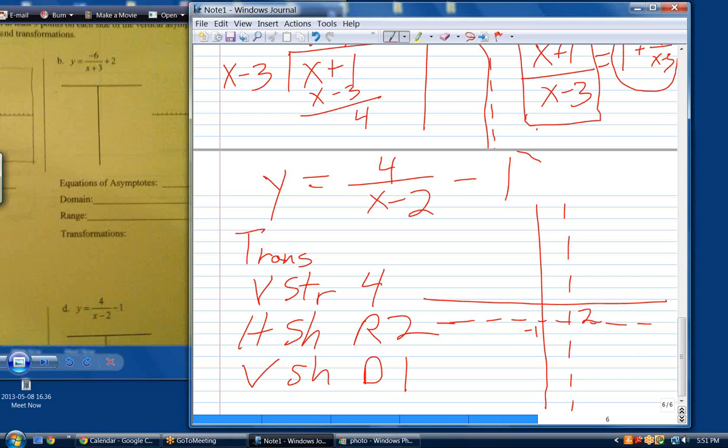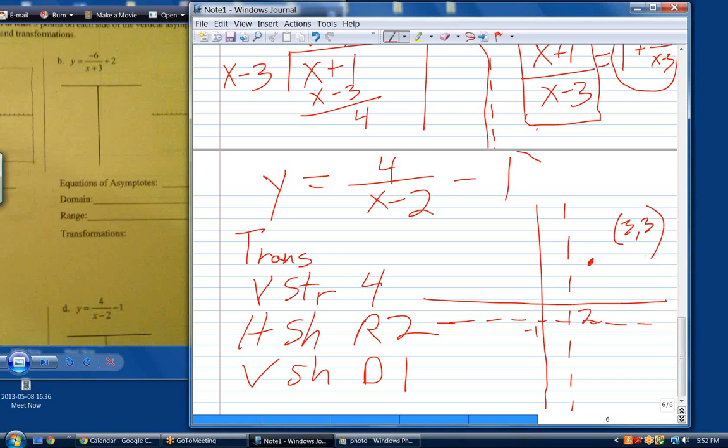Now let's pick one point to the right of the vertical asymptote and figure out which quadrant it's in. Just plug in a value of x that's to the right of that vertical asymptote. So 3 minus 2, 3 and 3. So that puts it smack dab right there.